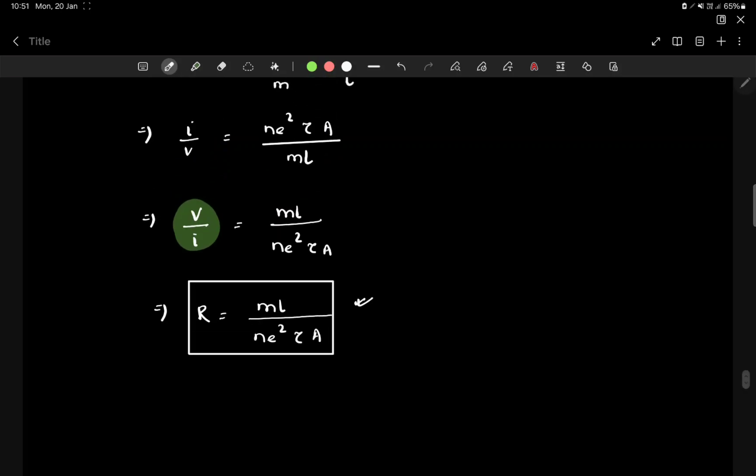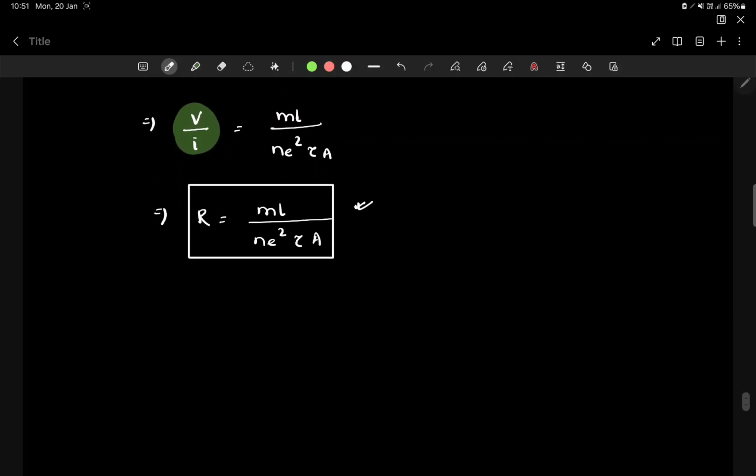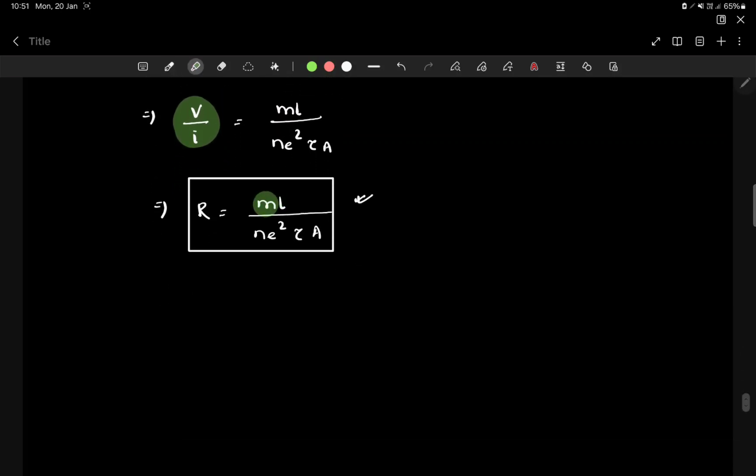I hope it is clear to all of you. Where the symbols have their usual meaning: mass of electron m, length of the conductor L, number of electrons per unit volume small n, small e is the charge of electron, τ is the average relaxation time, and capital A is the area of cross section of the conductor. This is the very simplest part.